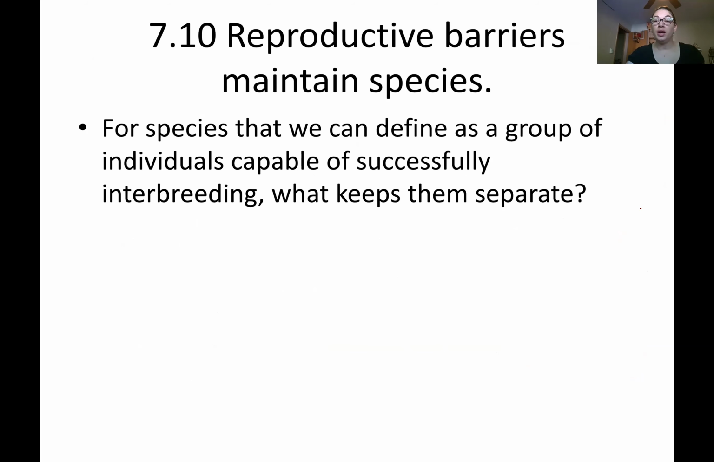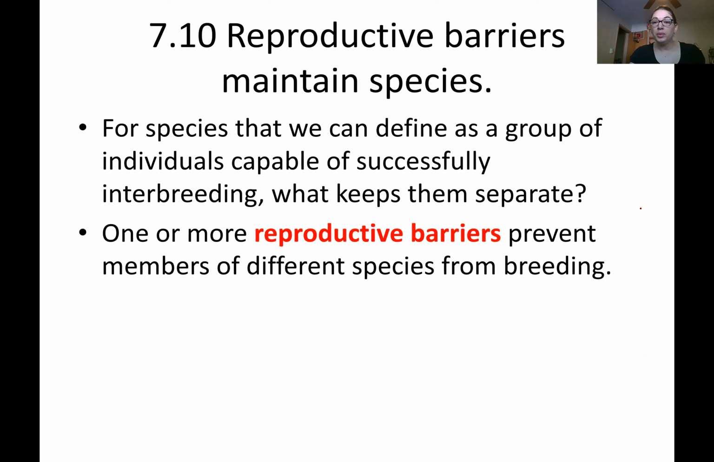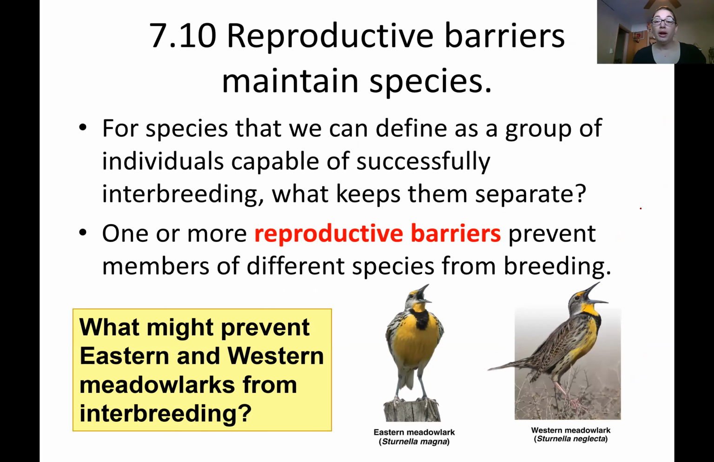So for species that we can define as a group of individuals that are able to successfully interbreed, what's keeping them separate? Usually there's one or more reproductive barriers that prevent individuals from different species from interbreeding. These reproductive barriers are pretty important. I already told you two of the reproductive barriers for the eastern and western meadowlark. They live in different locations. They have different behaviors and different calls, different songs. The different calls and behaviors are reproductive barriers that prevent them from interbreeding, even if you did find them in the same place.